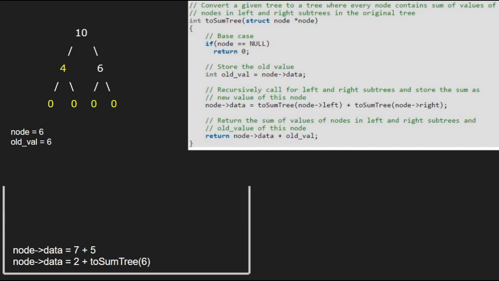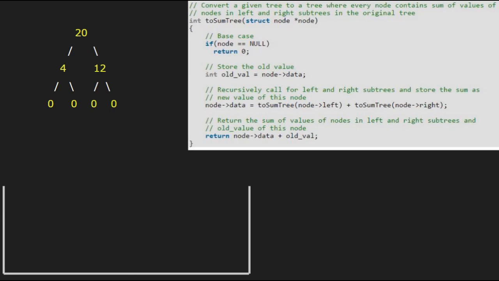So, node 6 will be replaced by 12. Also, we return 18. Finally, we replace node 10's data with 20. We have converted the given tree to its sum tree.